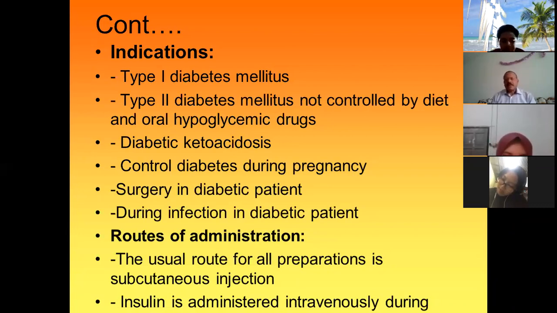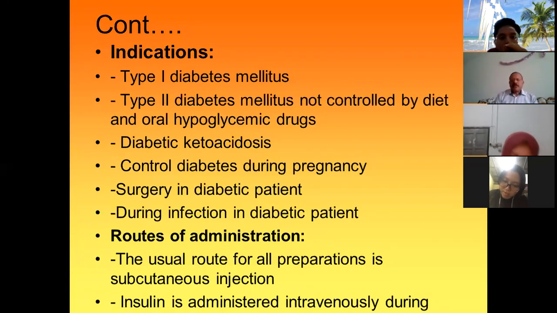Also during surgery, in a diabetic patient, we must shift from oral to insulin. In surgery, we may have an emergency at any time. We may be in need of something which is efficient, parenteral. During infection in a diabetic patient, also we may shift to insulin. So I have about 6 indications for insulin. Type 1, almost always. Type 2 diabetes in case of failure or not well controlled by oral hypoglycemics and diet. Emergency like diabetic coma and ketoacidosis, during pregnancy, during surgery, and during infection in a diabetic patient, we may resort to it.